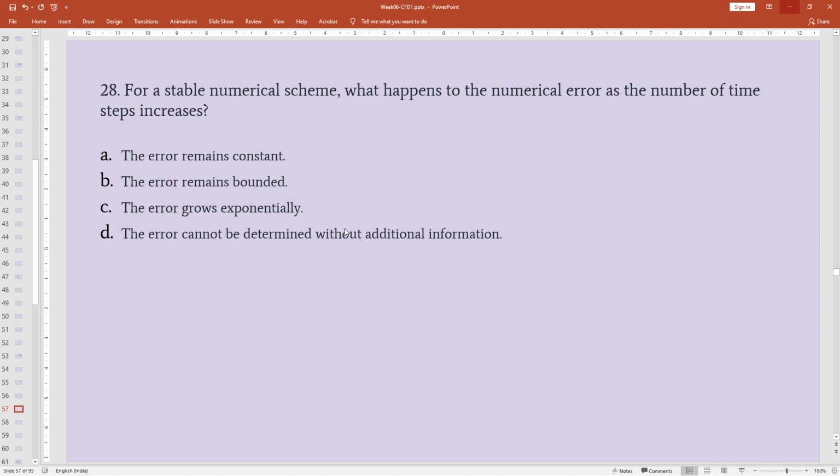Whatever we were discussing till now was limited to the size of the time step. So this question is about, for a stable numerical scheme, what will happen if the number of time steps is more? Try to answer the question.